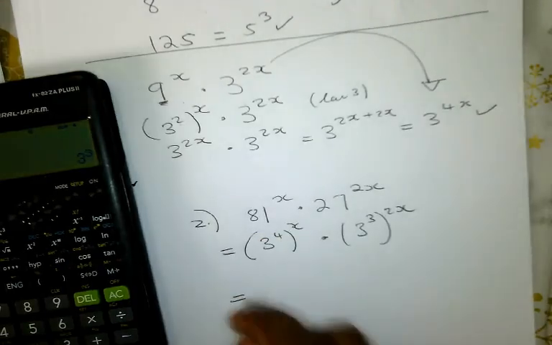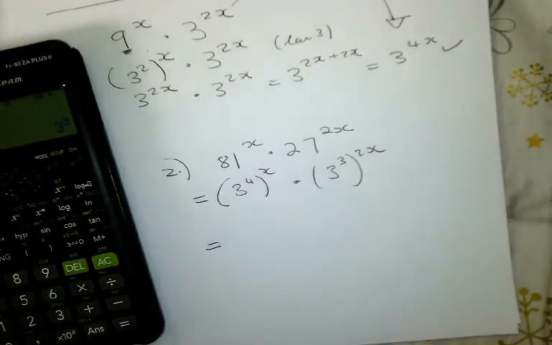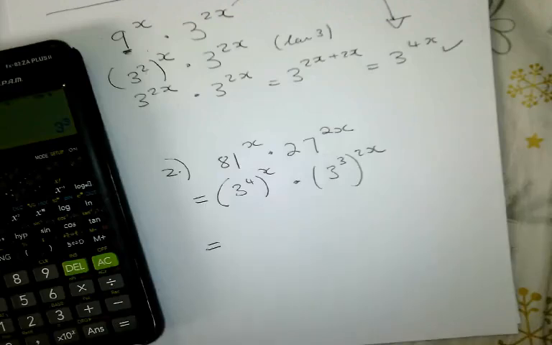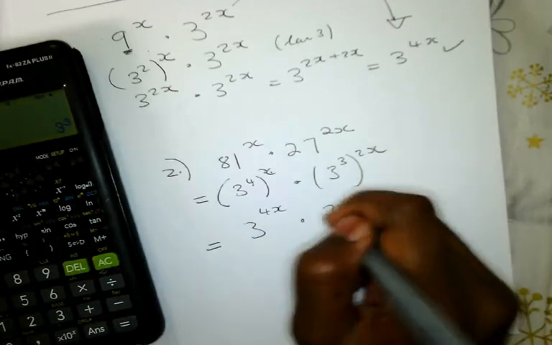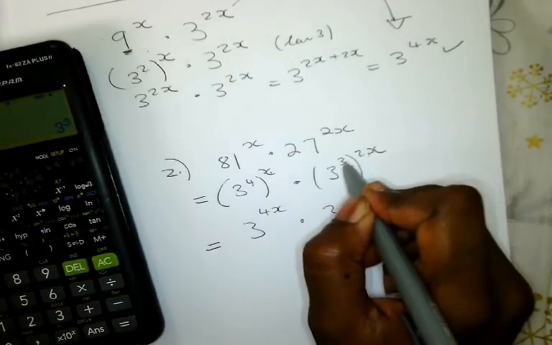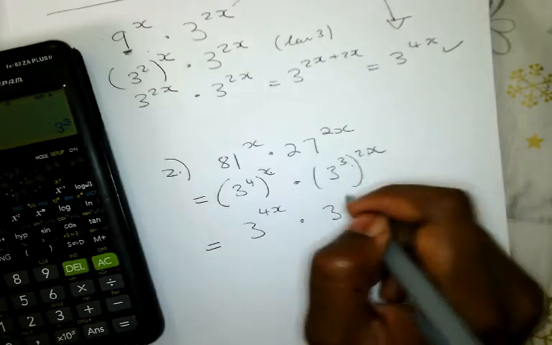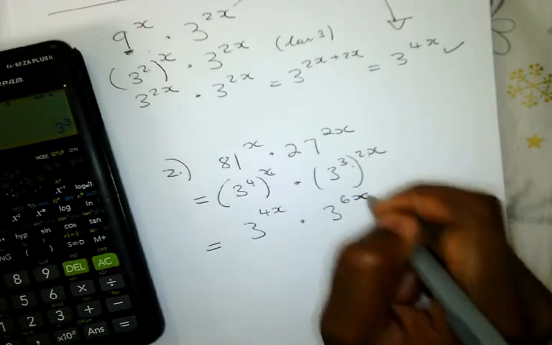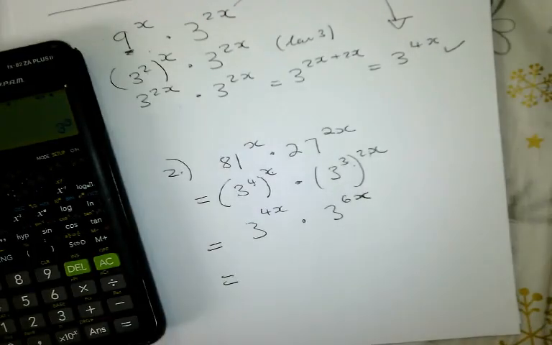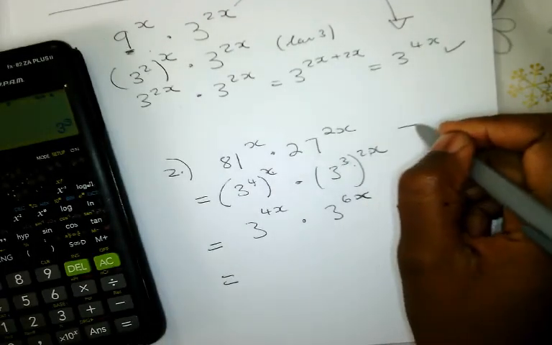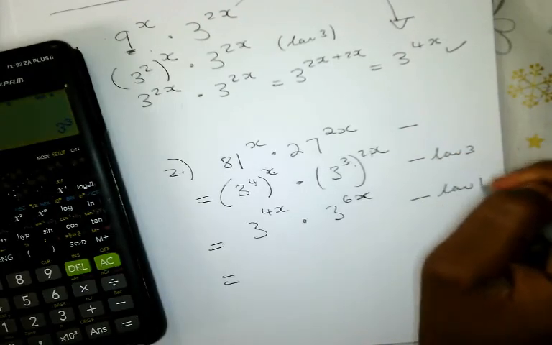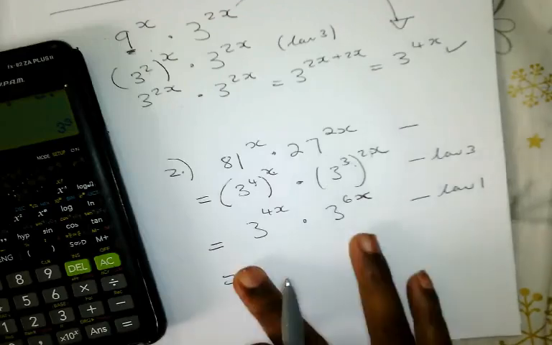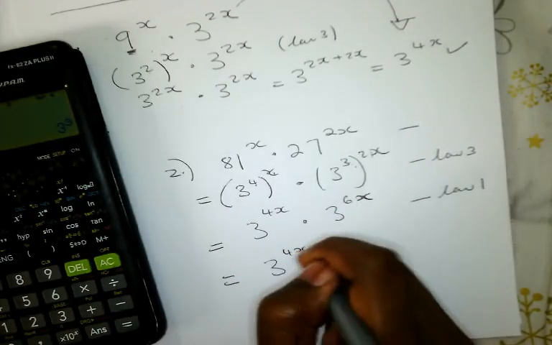Then here, what are we going to do? When you see a bracket, bracket means what? You must multiply. So I'm going to multiply. 4 multiplied by this is 4x. Then this and this, 3 multiplied by 2, it's 6x. Do we all agree? So here I changed to prime base. Here I applied law 3. And now I'm going to apply law 1. When multiplying powers of the same base, we add the exponents. So 4x plus 6x becomes 10x.